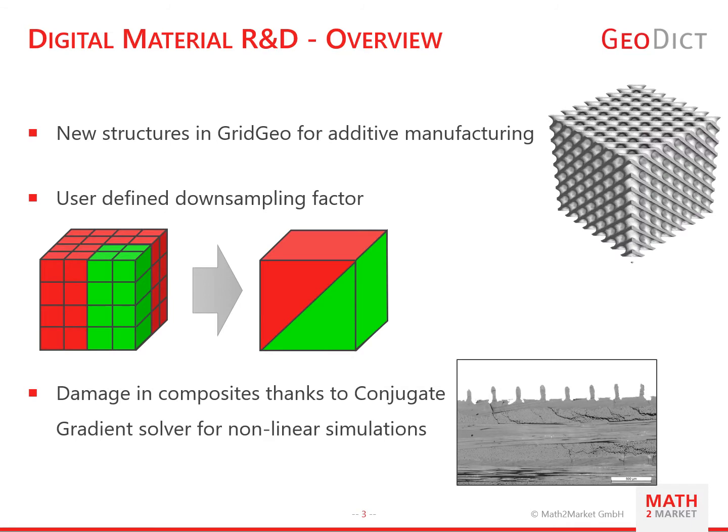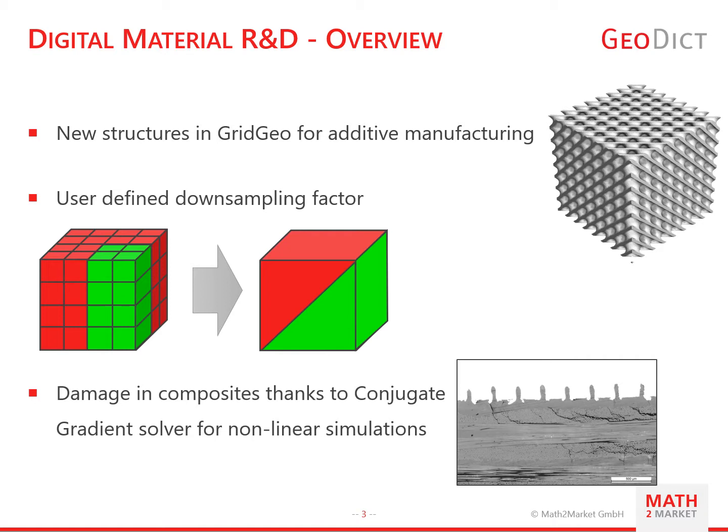In my talk, I will introduce impressive new features of GeoDict 2022. Most of them are further developments of some of GeoDict's greatest functionalities. We packed our module GRIDGEO with new geometries for our clients from additive manufacturing. People who do mechanical simulations should try the new user-defined downsampling factors, which help you to speed up your simulations. Shorter runtimes are also enabled by the conjugate gradient solver, which is now available for nonlinear simulations.